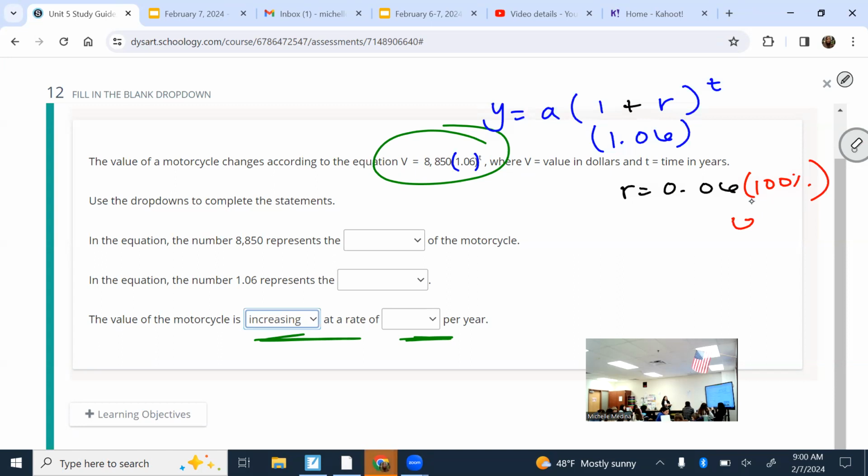Right, don't skip the actually doing it. That's why I don't tell kids, oh yeah, you move the decimal this way, move it that way. People always forget. So times it by 100% if you want to convert it back to a percentage. Was 0.06 times 100%. Increasing at a rate of what? 6%.